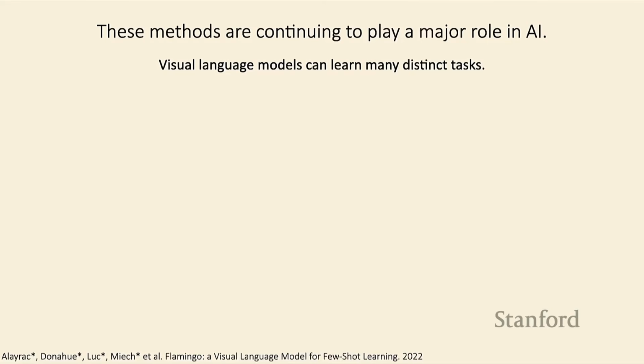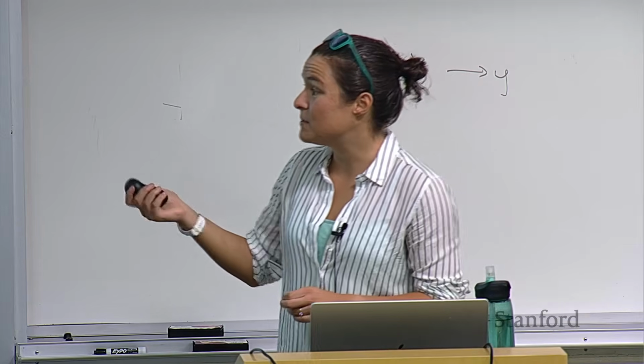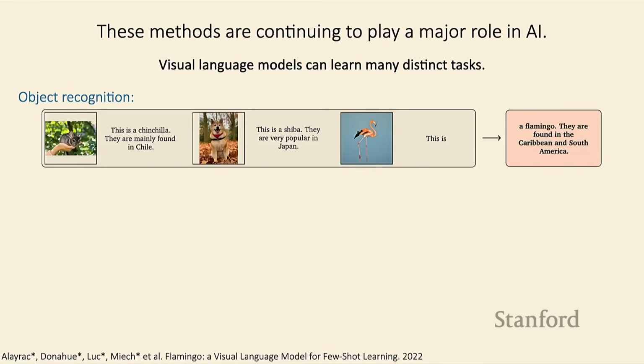Cool. So now, what are some examples of actually looking at these kinds of systems in practice? Folks at DeepMind were training a system to do lots of different kinds of vision and language tasks. They found that they could train a single model that could do object recognition, where in this example, they describe a chinchilla, then they describe a Shiva, and then they give it an image of a new animal, and it's able to recognize that it's a flamingo, and also describe where the flamingo is found.